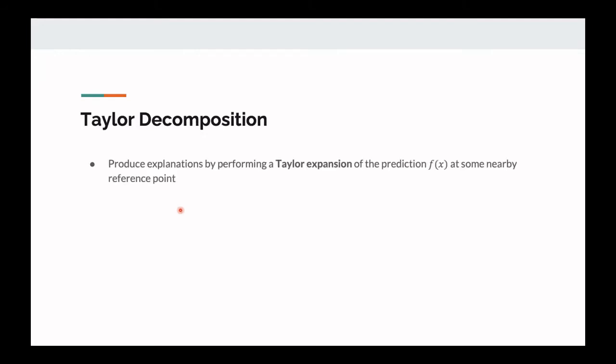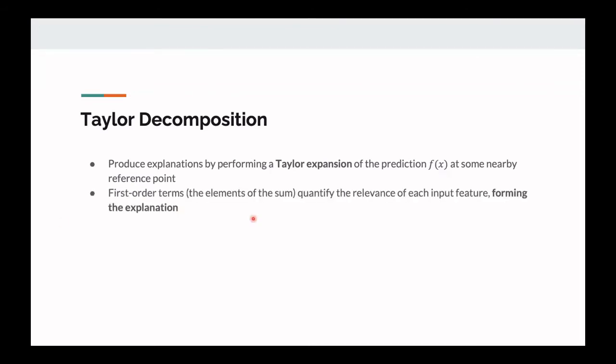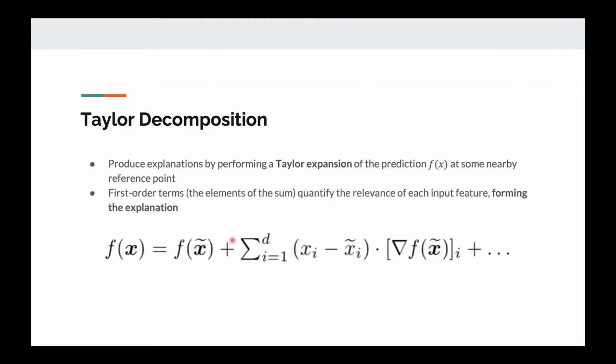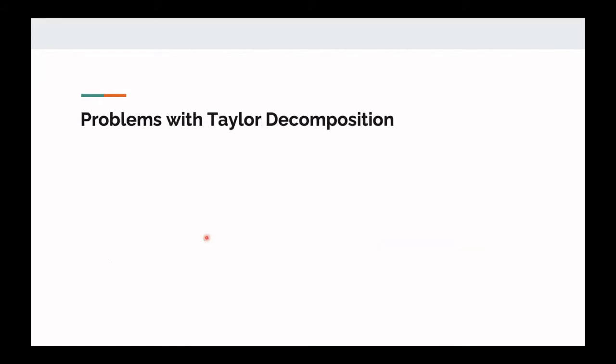So the idea here for the simple Taylor decomposition technique is to produce an explanation by performing a Taylor expansion of the prediction function itself at some nearby reference point to the input. And then the first order terms, which are the elements of the sum here, can quantify the relevance of the input features forming the explanation. So this is a relatively straightforward technique here. And this is the reference point that we have to pick for the Taylor expansion.